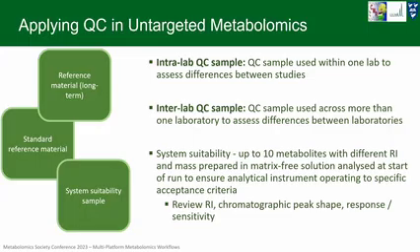You will have a system suitability sample, and this can be something where we're up to 10 metabolites with different RI and mass that are prepared in a matrix-free solution. You will perform this analysis at the start of your data acquisition so that you can ensure that your instruments are operating to your specific acceptance criteria, and review data such as the RI, the peak shape, the response, etc.